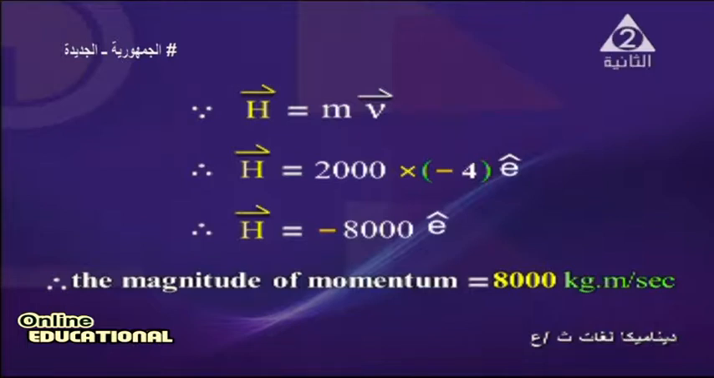Kilogram is the mass of the body, of the car. The mass of the car is 2 tons. We multiply it by 1000. We have 2000 kilograms times the velocity, which is negative 4e. Then the momentum equals negative 8000e. But the magnitude of the momentum equals 8000 kilogram times meter per second.